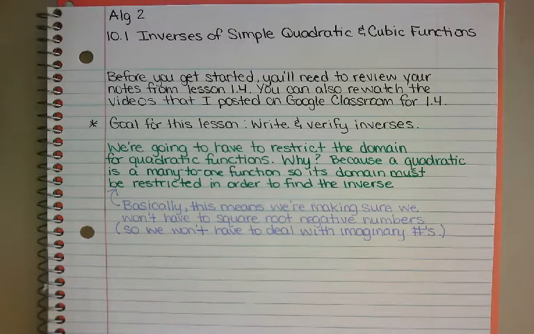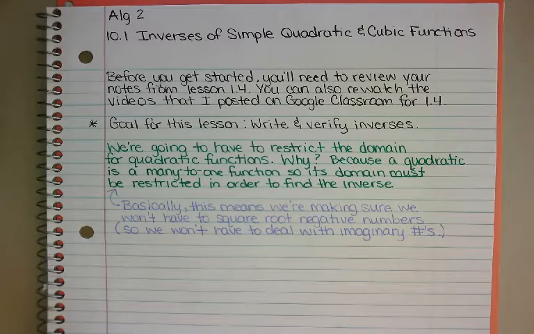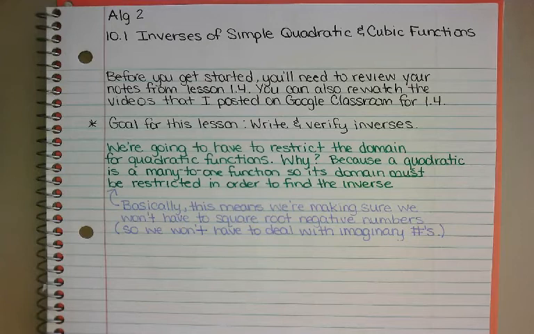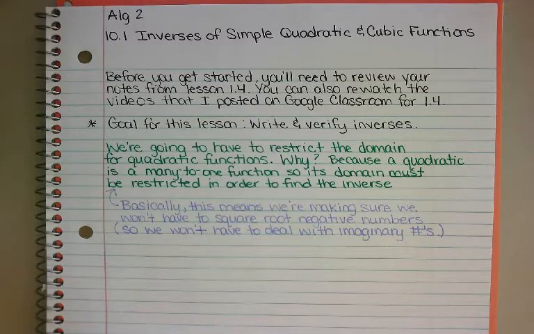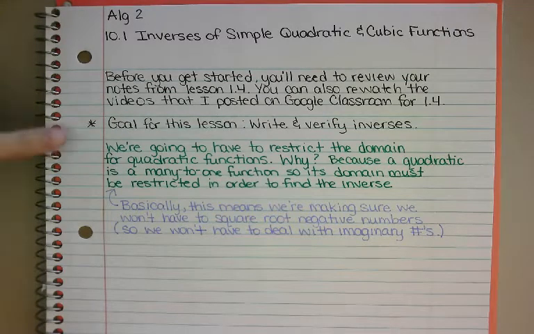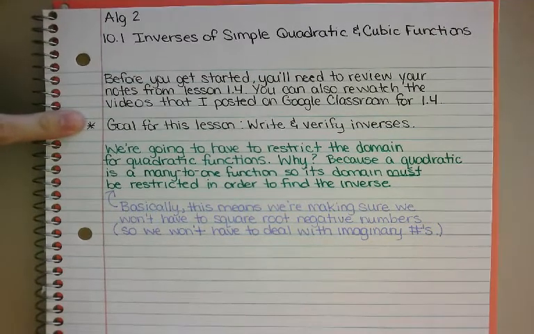In this lesson, 10.1, we're going to look at inverses of simple quadratic and cubic functions. Before we get started, you need to make sure that you review your notes from lesson 1.4. You can also rewatch any videos that I posted on Google Classroom for lesson 1.4. This was the second lesson that we learned in Algebra 2, so you'll have to look back at September for that information. The goal for this lesson is, can you write and verify inverses?